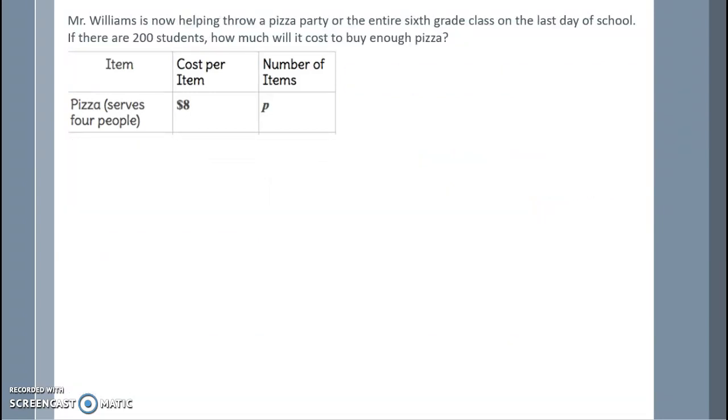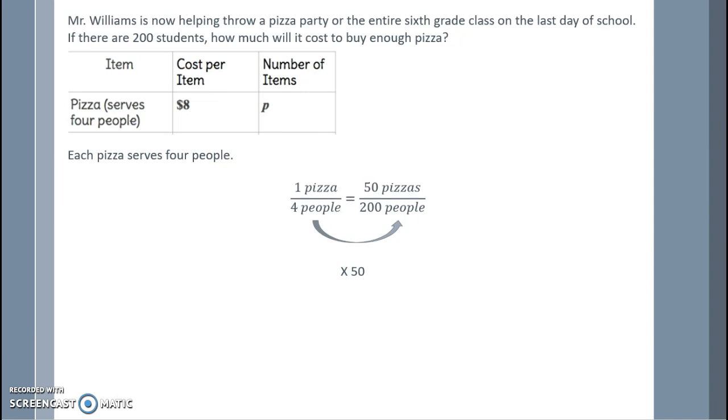Mr. Williams is now helping throw a pizza party for the entire 6th grade class on the last day of school. There are 200 students. How much will it cost to buy enough pizza? So notice that the cost is the same and each pizza still serves 4 people. So each pizza serves 4 people. 1 pizza for 4 people. If we have 200 people, how many pizzas will we need? Well, I know that 4 times 50 is 200. So 1 times 50 is 50. We need 50 pizzas. So the total cost would be 50 pizzas times $8 per pizza for $400.